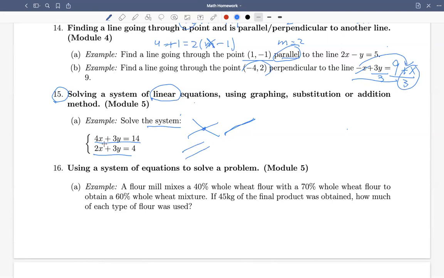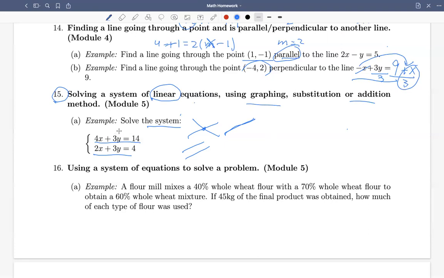Well, let's see this one. The first equation is 4x plus 3y equals 14. The second is 2x plus 3y equals 4. You can use graphing, but for me it's difficult to use graphing. If you have grid paper to work with, you can graph, because if I draw, I won't make exact grids. It's difficult to use graphing to solve this. So what I'm going to do is probably use the addition or subtraction method.